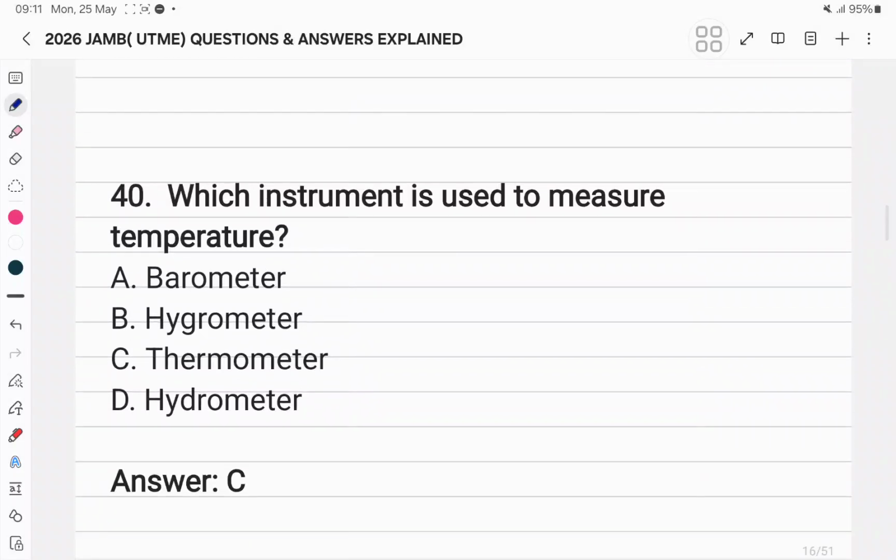Question number 40, which is the last question. Which instrument is used to measure temperature? The correct answer is thermometer. Thermometer. That's what we use to measure temperature.